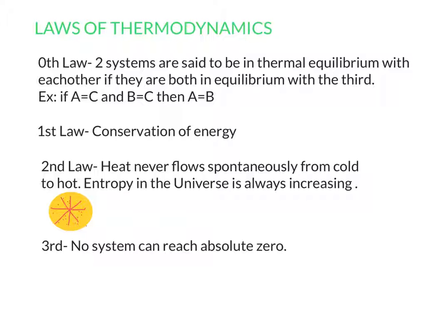The first law is the conservation of energy law, which we saw back in the roller coaster project. The second law says that heat never flows spontaneously from cold to hot. It also says that the entropy of the universe is always increasing. For example, if you have cold pizza on your plate, it's not magically going to get hot. You have to put it in the microwave that has waves of radiation for it to get hot.